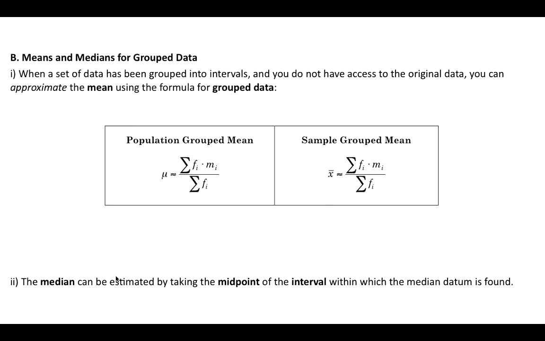Now, the median can be, I should say, estimated, and we'll talk about why it's important that these are estimations. The median can be estimated by taking the midpoint of the interval where the median datum is found. So we can figure out, okay, where would the median be? In what interval would that middle data point be? And then to estimate the median, we simply take the midpoint of that interval. Because the midpoint is what we're considering to be the average point in that interval, and that's the best we can do because we don't have the raw data. We'll show you how to do this.